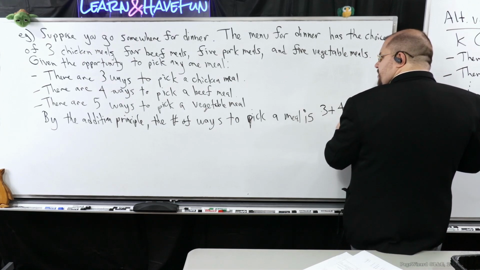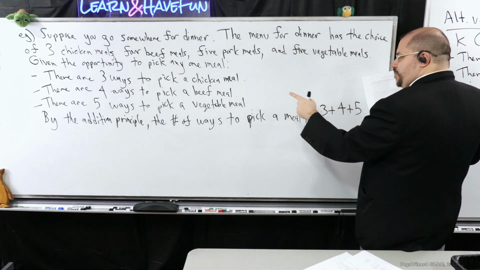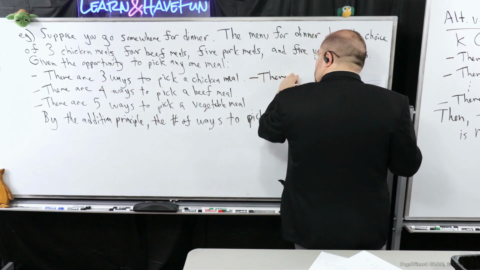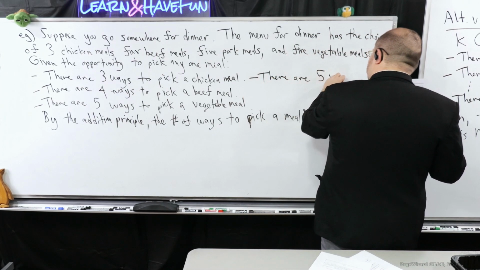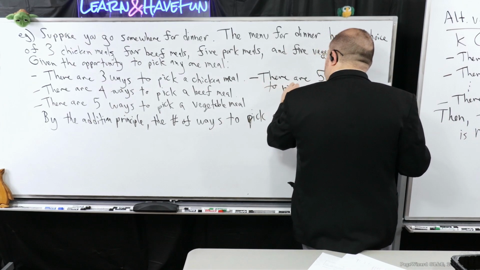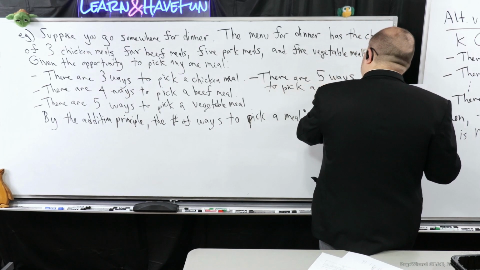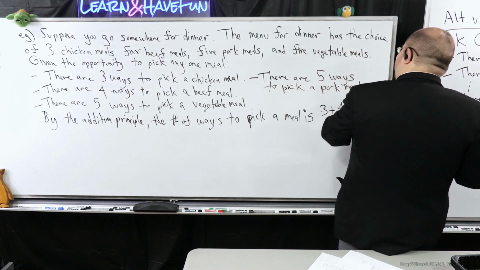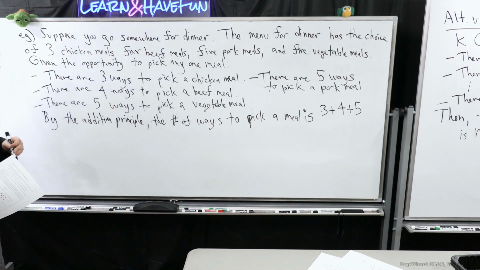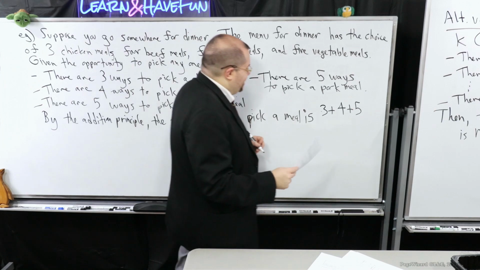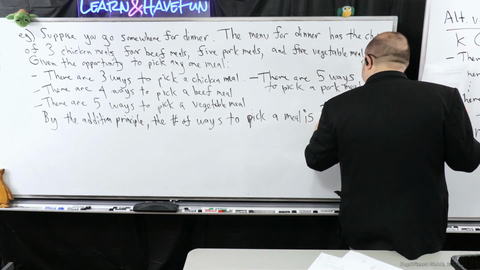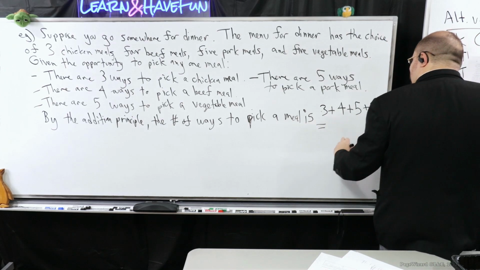5, let's see, what do we got here? Oh, I got the pork one. I gotta get pork in here. I knew I forgot one. Ways. I was looking at the board, I'm like, no one's saying anything. I better bat it in. 5 ways to pick a pork meal. So we got 5 for the pork, 5 for the vegetables. So that means that's 10. That together is 17.